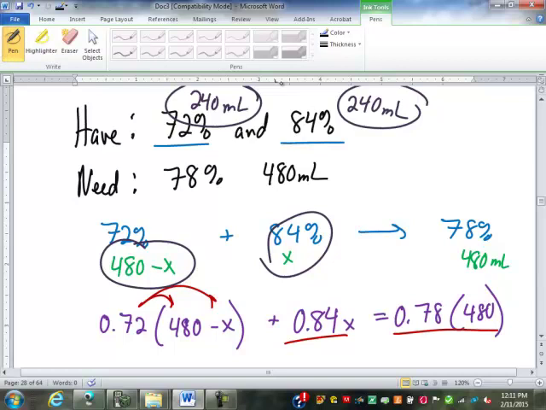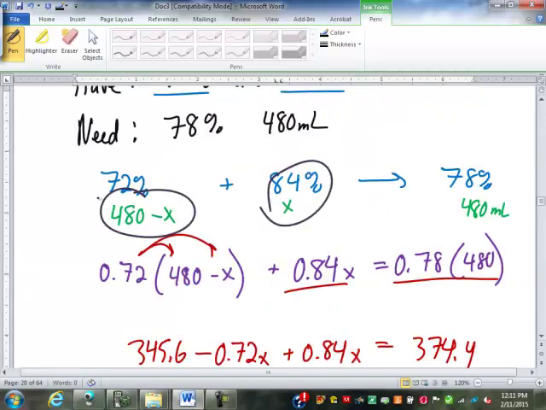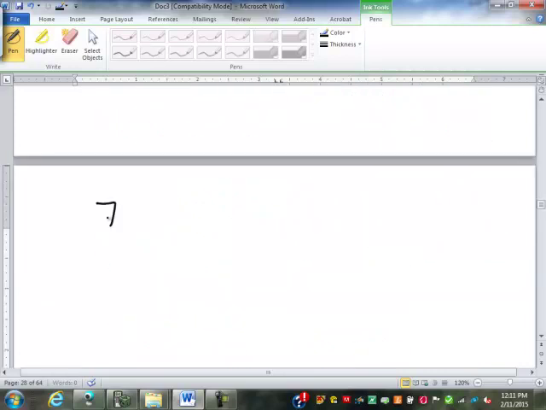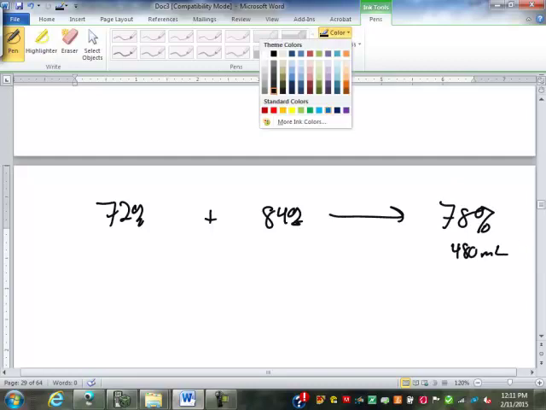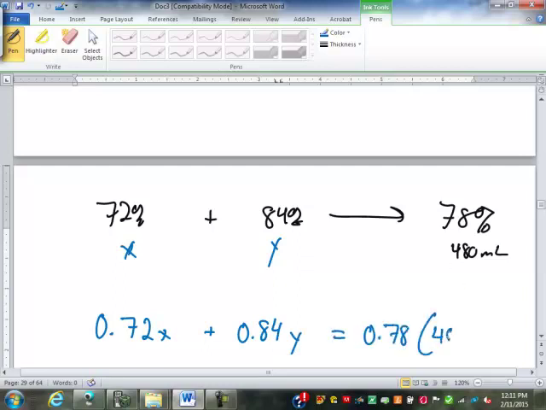Now most of you, I'm guessing, have gone far enough in algebra that you've seen a system of equations. So another way that this could have been handled, let's just map it out again. We have our 72% mixing with our 84%. We get 78%, and we're going to get 480 milliliters of that. And rather than defining the variables the way we did, we could have just said, x is the amount of 72%, and y is the amount of the 84%. So we end up with 0.72x plus 0.84y equals 0.78 times 480.